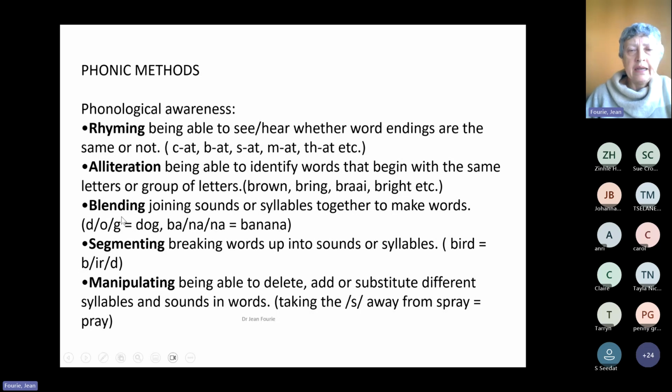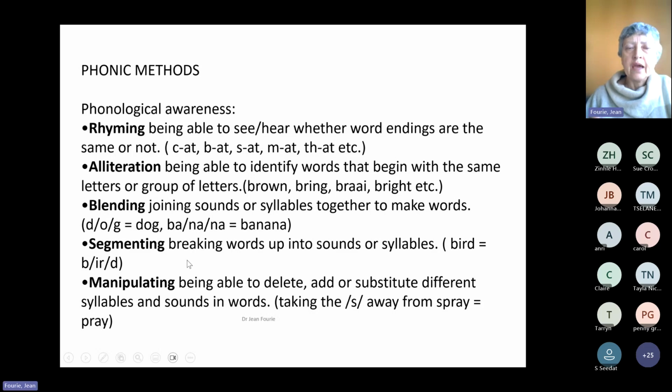Doing lots of blending, joining sounds or syllables together to make words. We will give the sounds d, o, g, and the child must put those sounds together to make dog. B, na, na, put the sounds together to make banana. So doing a lot of these exercises raises phonological awareness of the sounds in each of the words.